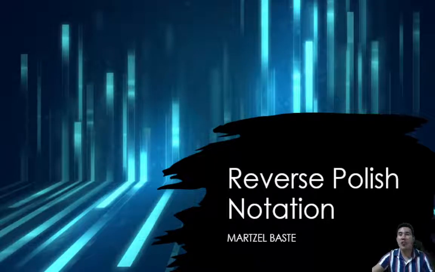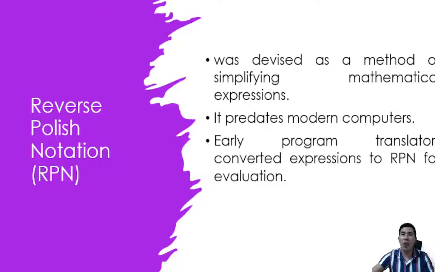Welcome to this session. Today, we are going to discuss reverse polish notation. When we talk about reverse polish notation, this was a device, a method for simplifying mathematical expressions. It actually predates modern computers and became useful with the advent of electronic devices or calculators that were not great at handling complex expressions that needed brackets. So early program translators converted expressions to RPN for evaluation.